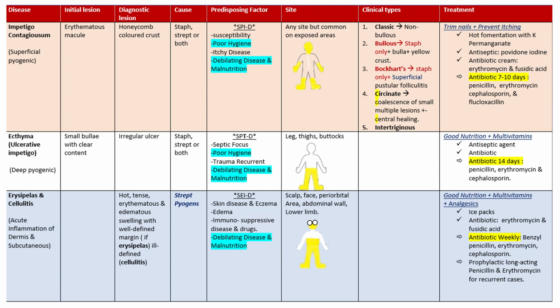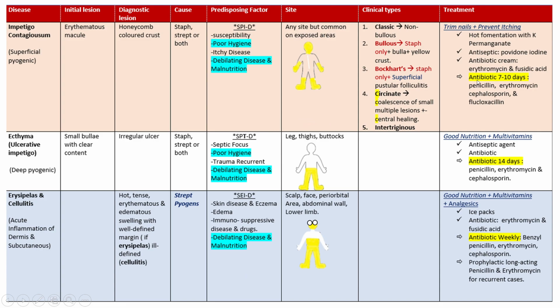So this is a table summarizing the main items in each of the previous diseases. However, we have to highlight that there are some features in common. First of all, in Impetigo contagiosum and Eczema, the causative pathogens are almost similar, which are Staphylococcus or Streptococcus or both. However, in Erysipelas and Cellulitis, Streptococcus pyogenes is a common pathogen. In the predisposing factors, the first two diseases have poor hygiene in common, and debilitating disease and malnutrition are common predisposing factors in all of them.